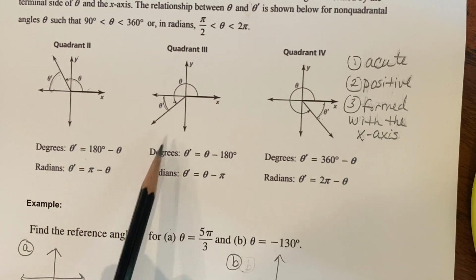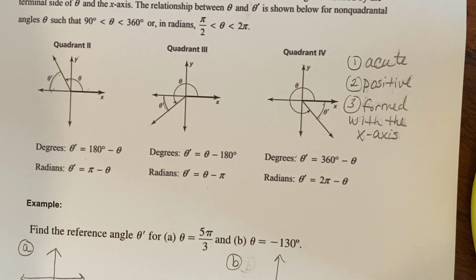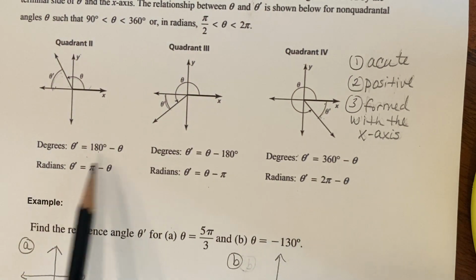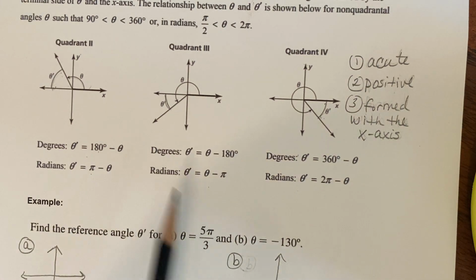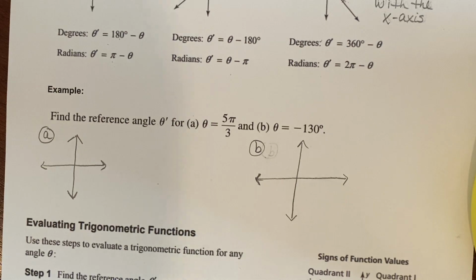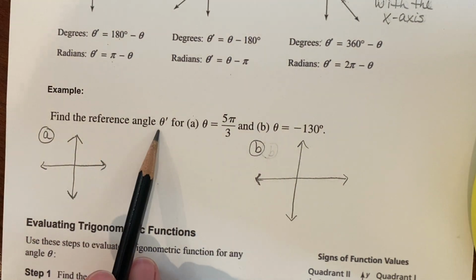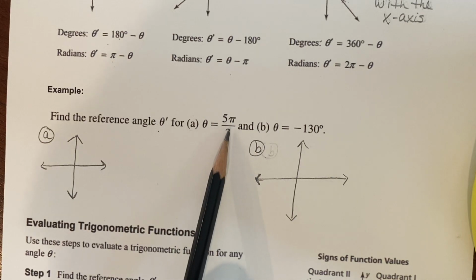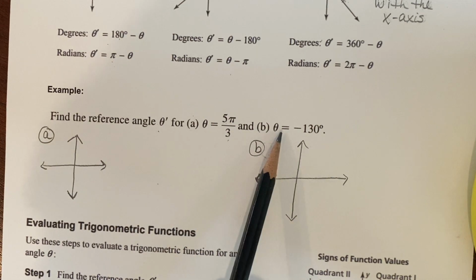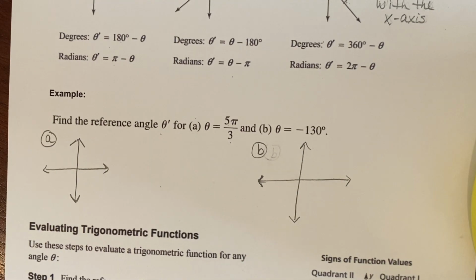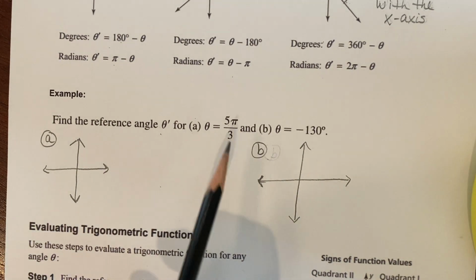So they're telling you the different ways you can find them, depending on if it's in degrees or radians. It doesn't matter necessarily if you use these, just that you're finding the correct angle, okay? All right, so let's go over a couple examples here. We're going to find the reference angle theta for 5 pi over 3 and negative 130, okay? All right, so let's start with our first one here, 5 pi over 3.